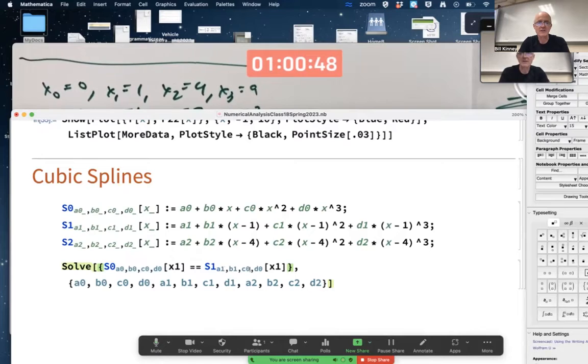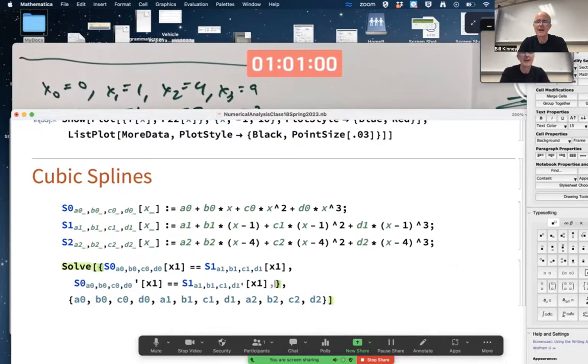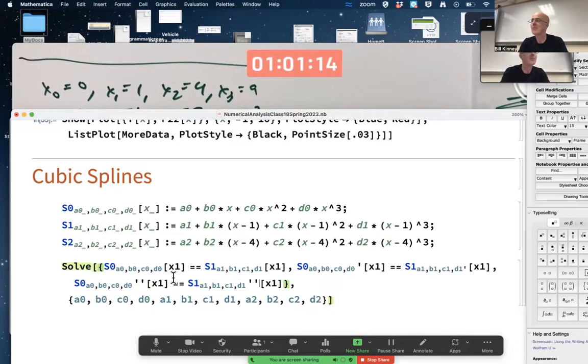That's one equation. You also want their derivatives to match up there. I think you've got to put the prime here. And their second derivatives to match there. Make sure when you type the prime, that it's not down in the subscript. Thank you.